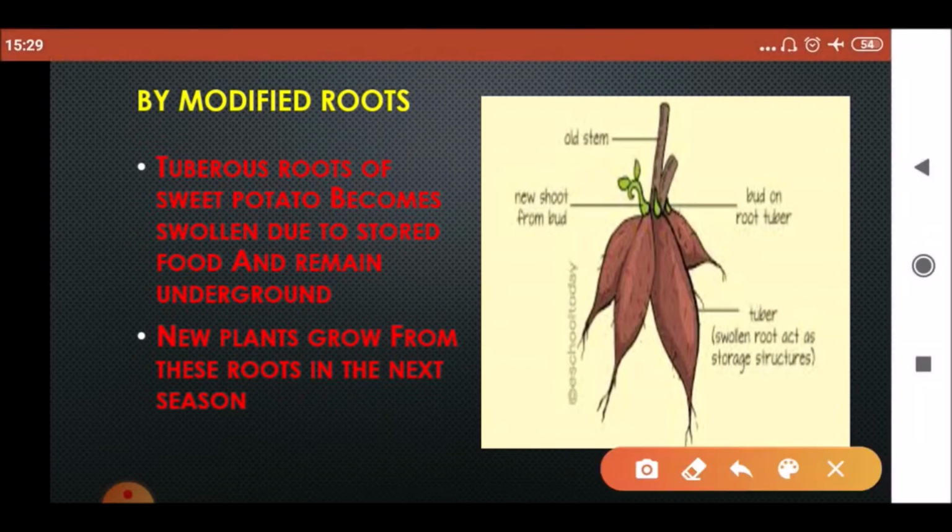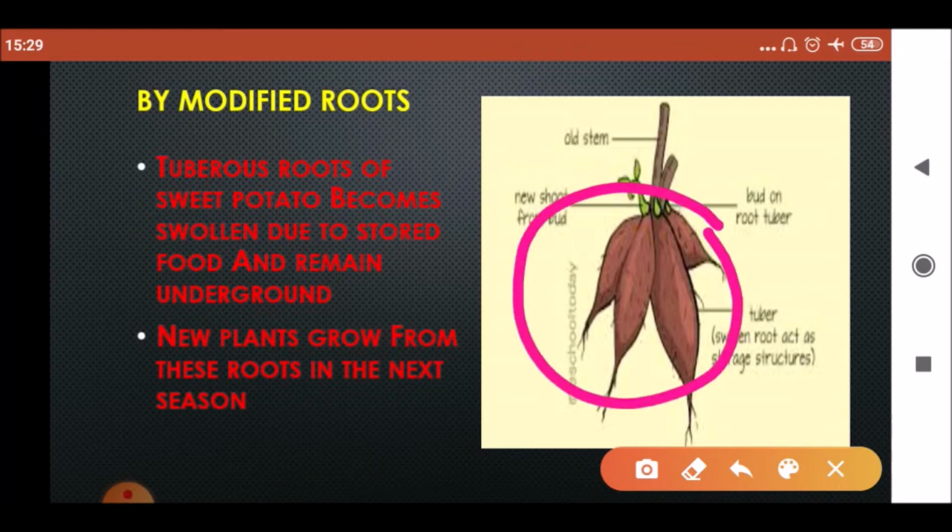Children, here we are going to take the example of sweet potato. Sweet potato roots become swollen due to stored food, and these roots remain underground. If they remain as they are, then in the next season new plants grow from these roots.